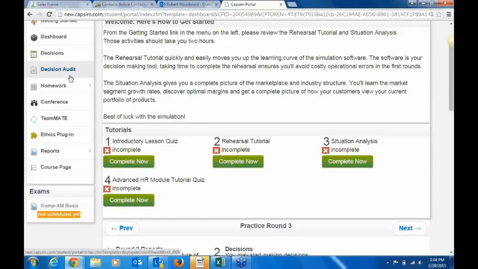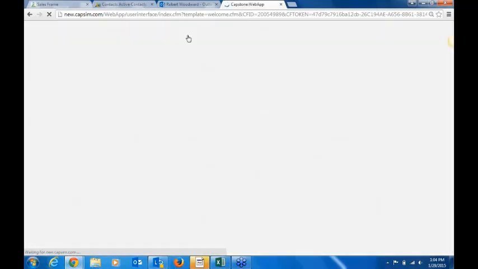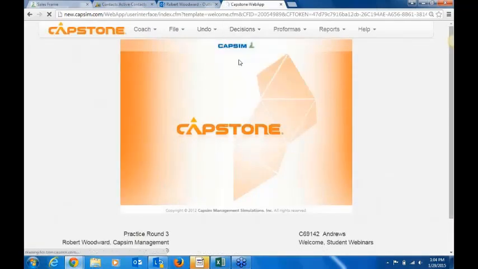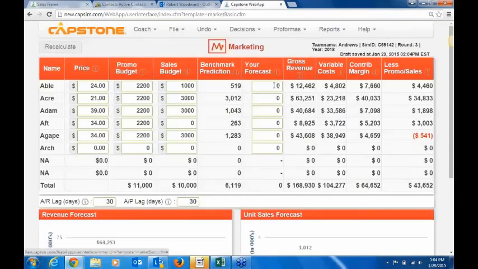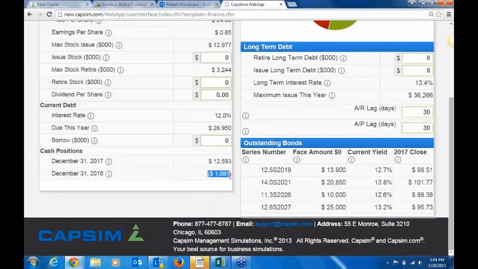So for example, if I were to log into my web spreadsheet and make a sales forecast, I'm just going to type in a number here. Assume that there were numbers in all of these, for example. If there's zeros, it's going to use a benchmark prediction. We're going to talk about that, but those numbers are what make up this number.